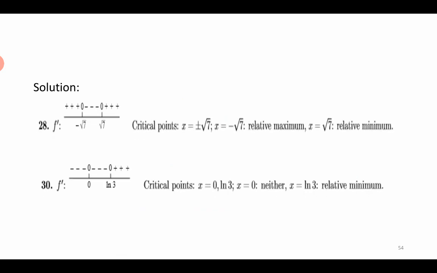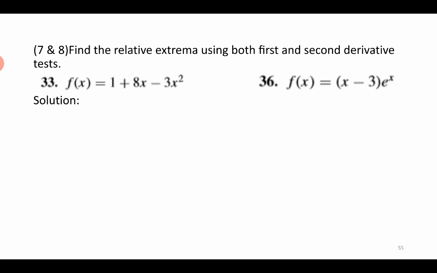The solutions are being given here in this table. Now find the relative extrema using both the first and second derivative tests. We have seen the first derivative test right now. There are two problems, and let me do one problem using the first derivative and the second problem using the second derivative. Let me use the first derivative test for the first problem.